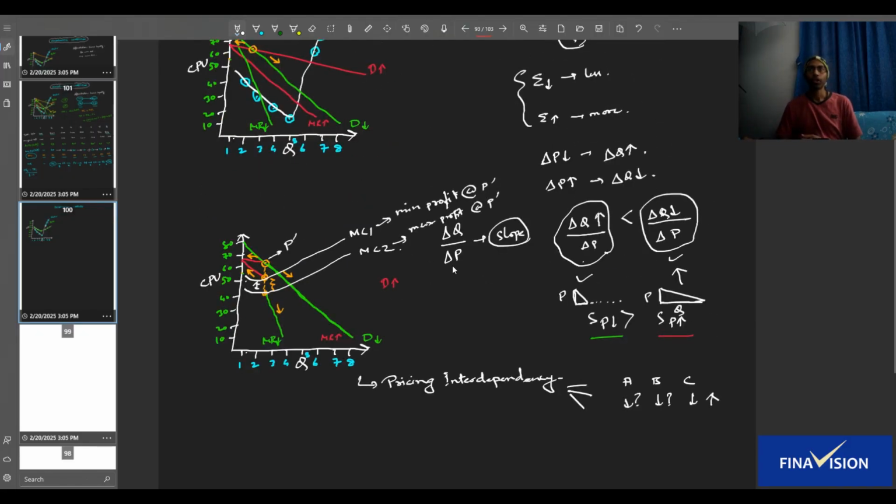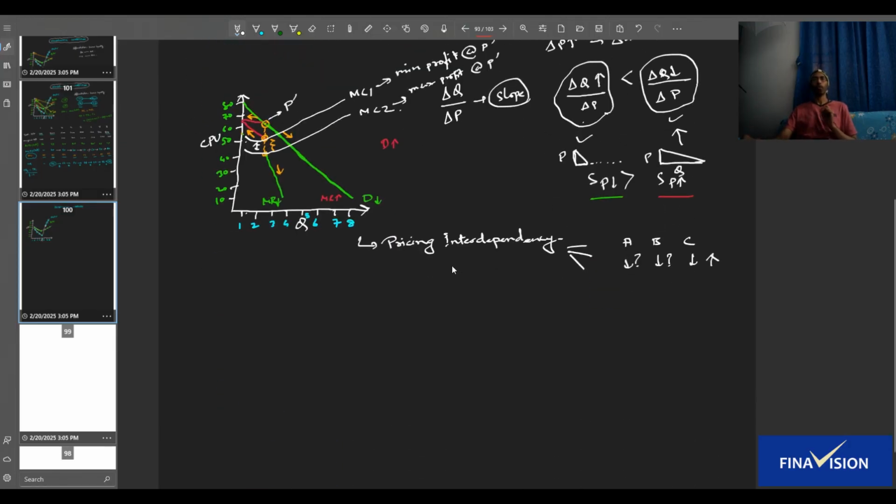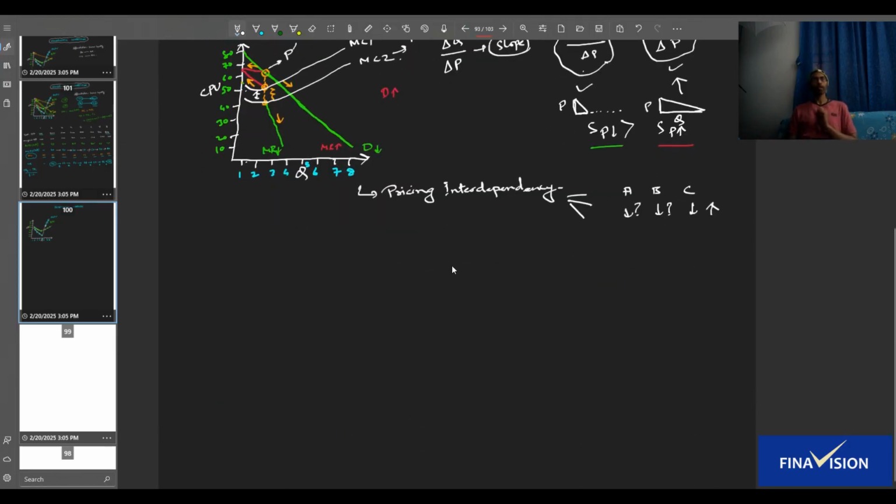Now, to understand the pricing strategy and the dynamics of an oligopolistic market, there are two other ways to look at it. One is Cournot's equilibrium and the other is Nash equilibrium. Let's understand what they are. Cournot's equilibrium strategizes prices with one assumption. The assumption is the output of the competitor is constant. Based on this assumption, Cournot's equilibrium decides the price.